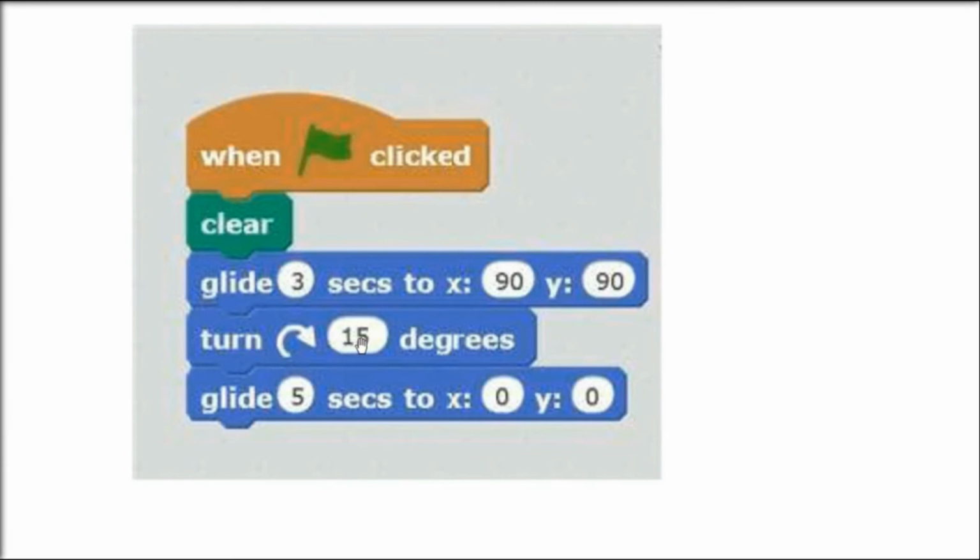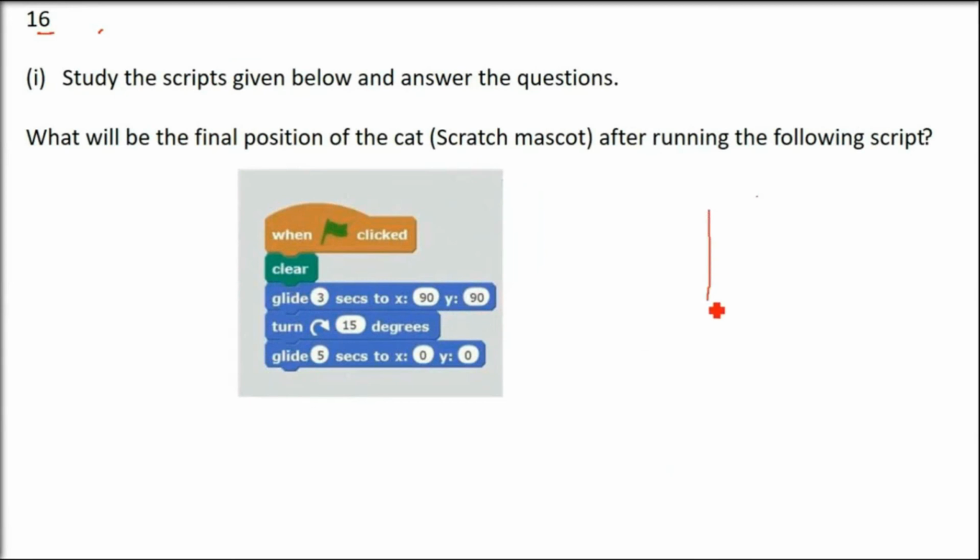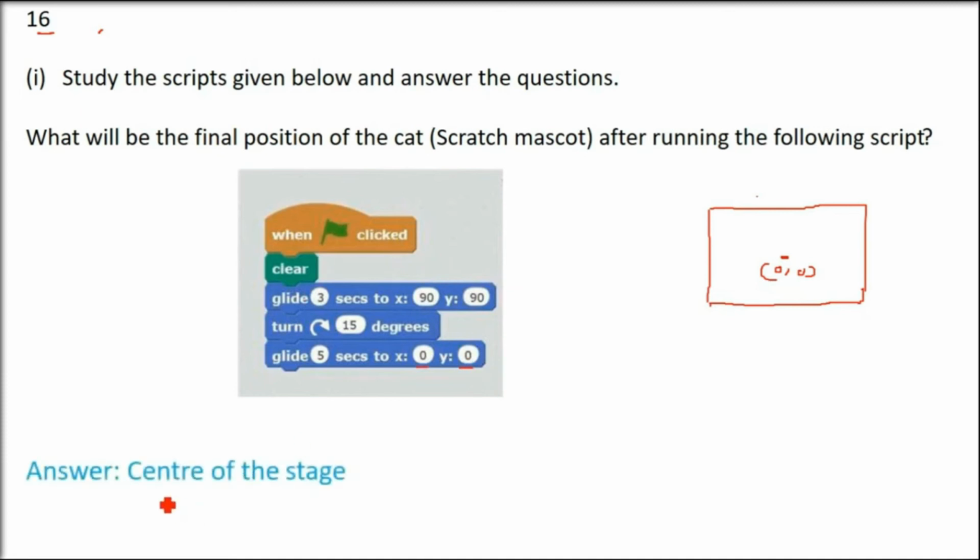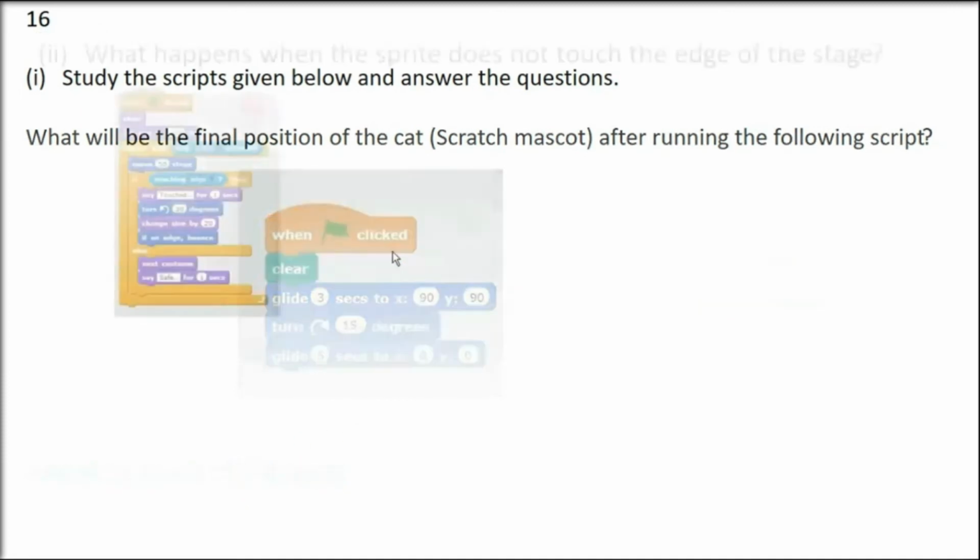Then the mascot, that is Billy, or you can say the cat, is turning 15 degrees. Then it will glide. Glide is simply moving. So it will be moving to position x0, y0. Now this x0, y0 is, if I can show you the stage, the central position. The coordinate of the central position is what? It's 0, 0. So it will come to the center of the stage.